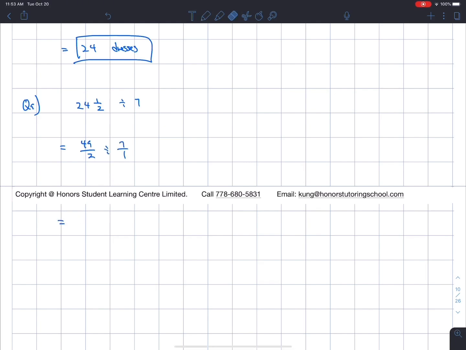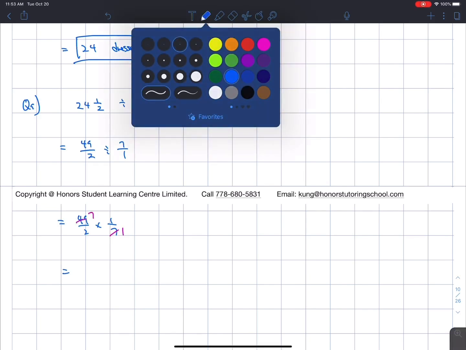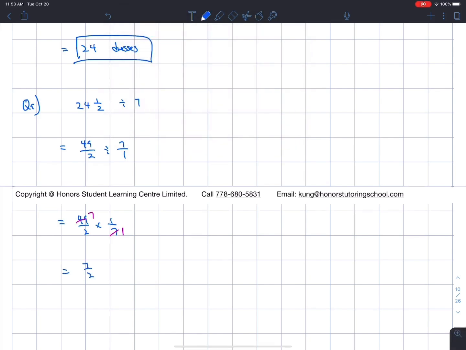So we have 49 over 2 times 1 over 7. Now we can divide both the 7 by 7 to get 1. And 49 by 7 to get 7. And we get 7 over 2, or 3.5 cups of flour.